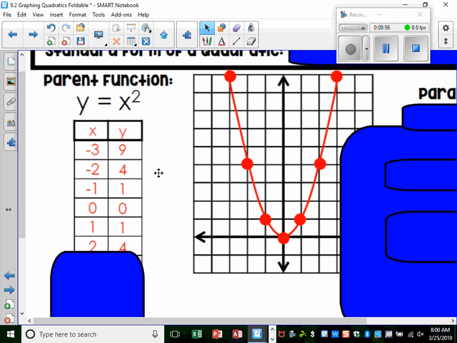Sometimes you'll be asked to compare something to the parent function. Now you can get all these numbers right from your graphing calculator. It is standard, if you were to graph on your own, to try to pick some values that are negative, always use 0, and then use some positive numbers. So these are our standard numbers that we use: some negative numbers, positive numbers, and 0. So you can fill in your table.